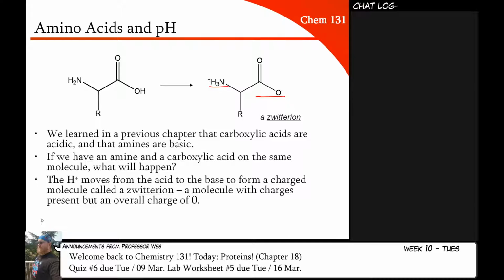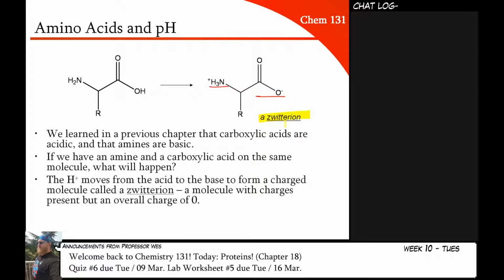Any molecule that has two charges present on it that are opposite of each other, such that the total charge cancels out, is called a Zwitterion. So a Zwitterion has charges present, but overall is electrically neutral. And proteins are the classic example of Zwitterions.